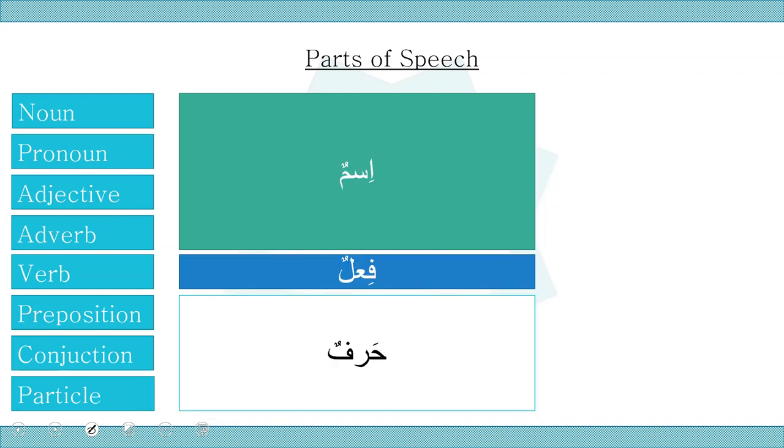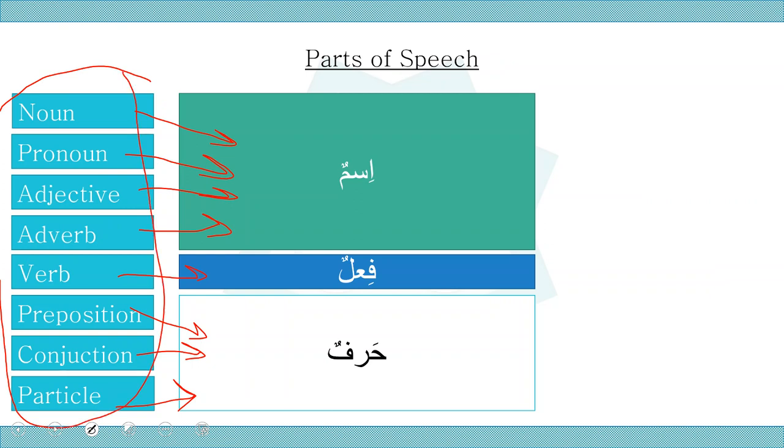So what are the 3? Ism, fi'l, and harf. All right? If you forget all of this, if this is too much of a review of English grammar, don't worry about it. What's most important is this: ism, fi'l, harf. There are 3 types of speech in the Arabic language.